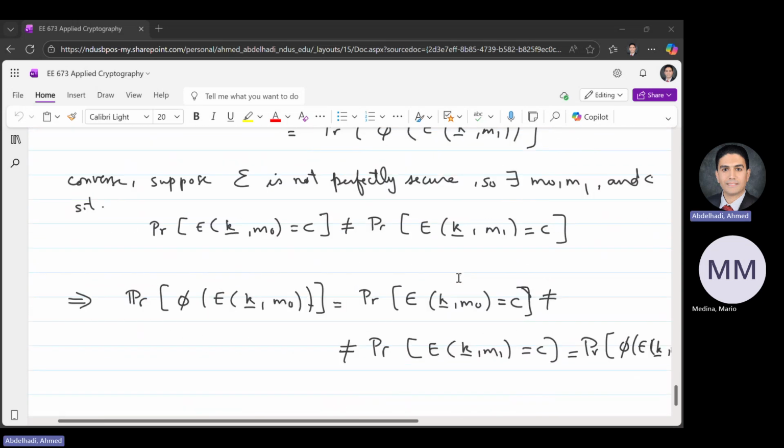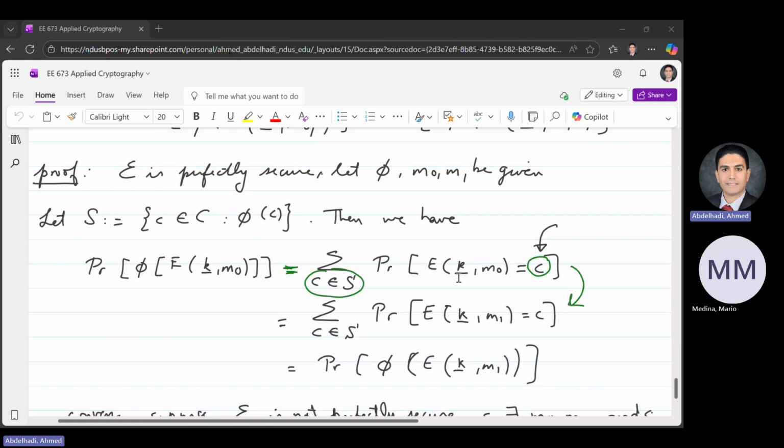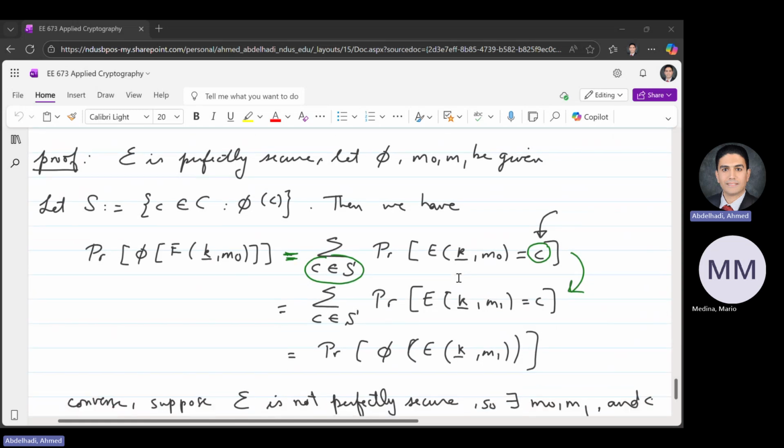And then we had a proof for that. Okay, so this is the last part where we stopped. Maybe I can just give you a reminder of what the proof was about. So E is perfectly secure. Let phi, M0 and M1 be given, and let S be a subset of C, where for c in C we have phi in S. Then the probability that phi of E of K and M0 holds is equal to the summation over c in S of the probability that E of K and M0 is equal to c.